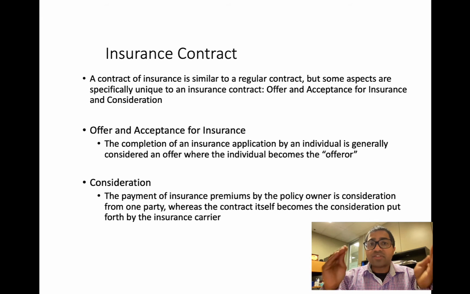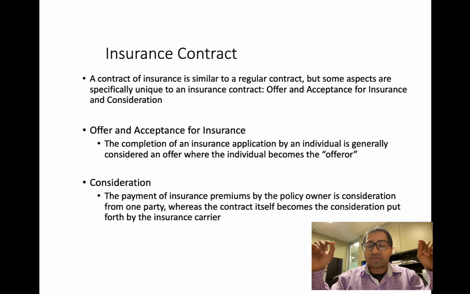Let's understand the insurance contract in a little more detail. A contract of insurance is similar to a regular contract, but some aspects are unique to an insurance contract: the offer and acceptance of the insurance contract, and consideration. What does that mean? The completion of an insurance contract by an individual is generally considered an offer, where the individual becomes the offerer. So what does this mean?